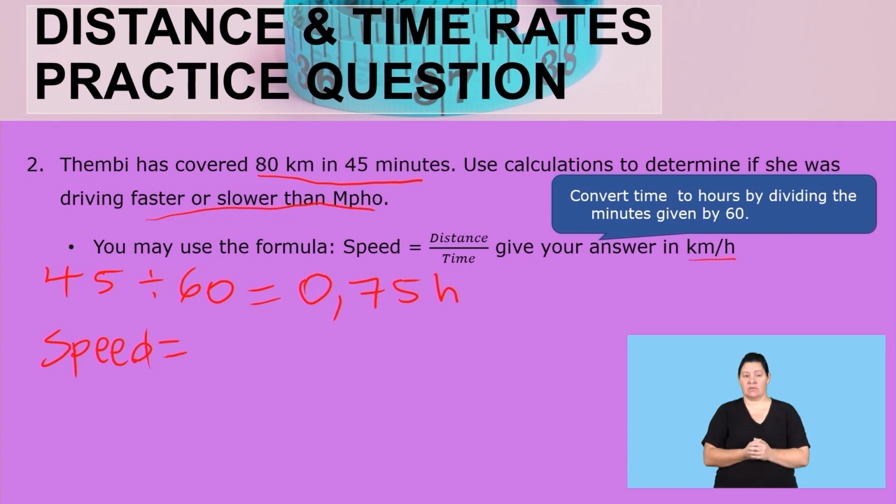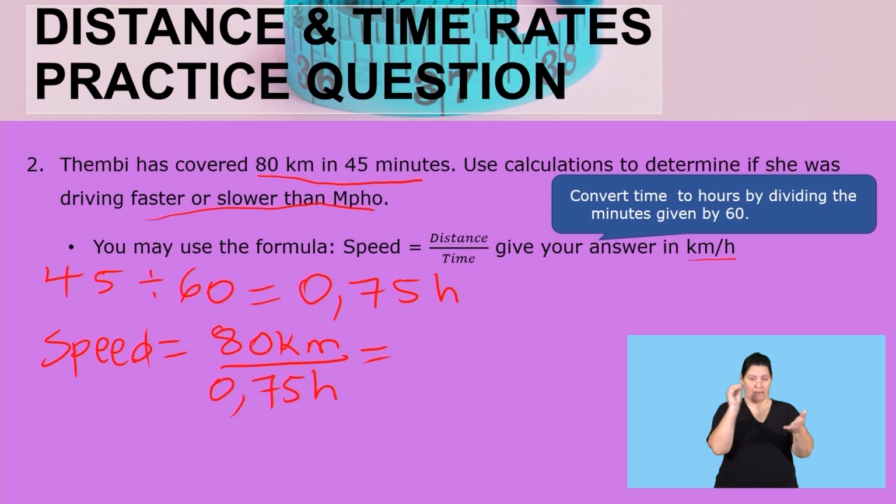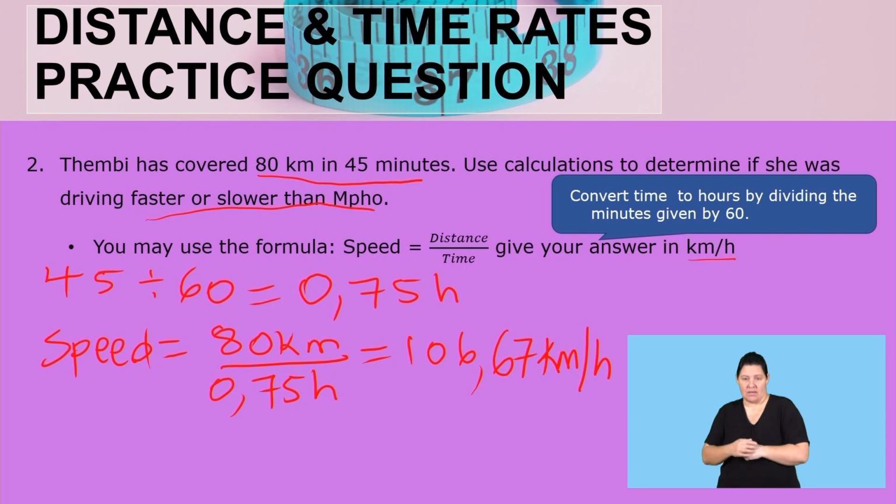So now let us calculate the speed together. To calculate the speed, we will say the distance, which is 80 kilometers, and then we divide this by 0.75 hours. So let us divide together. I hope you are pressing your calculator with me. 80 divided by 0.75. What we get then is 106.67 kilometers per hour.